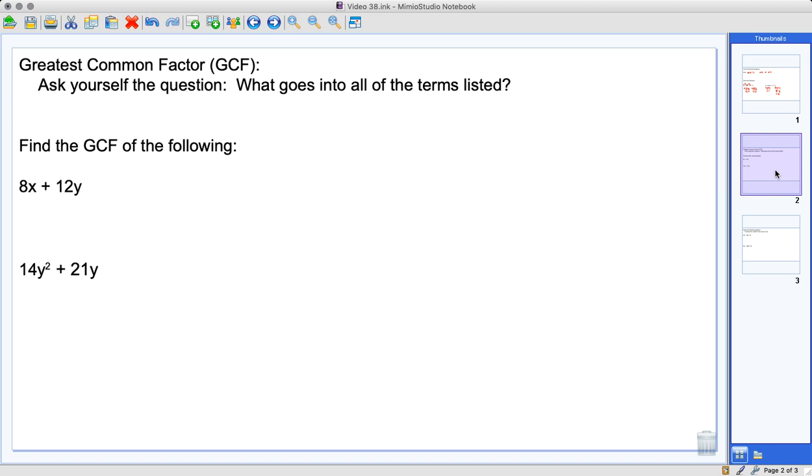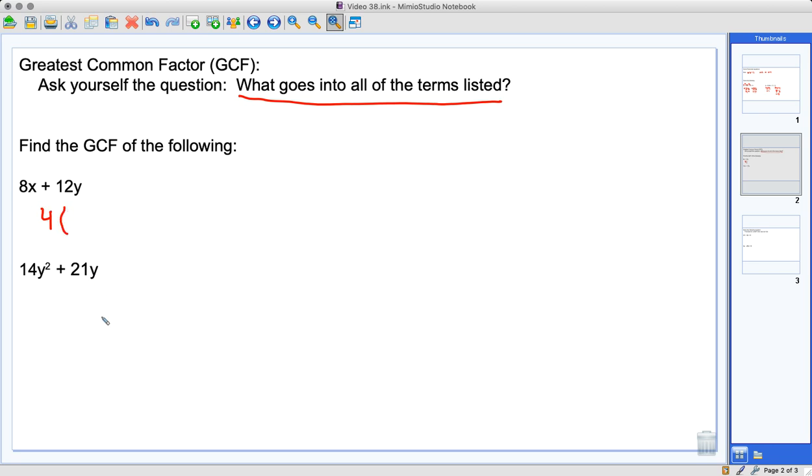The second idea from this section is greatest common factor. This is the question that I always want you to ask yourself when you're looking for the greatest common factor: what goes into all of the terms that are listed? For example, what goes into both 8x and 12y? I always start with the numbers first. What number goes into both 8 and 12? Well, 4 does. And then x and y are completely different, so they don't share anything. So 4 is my greatest common factor.